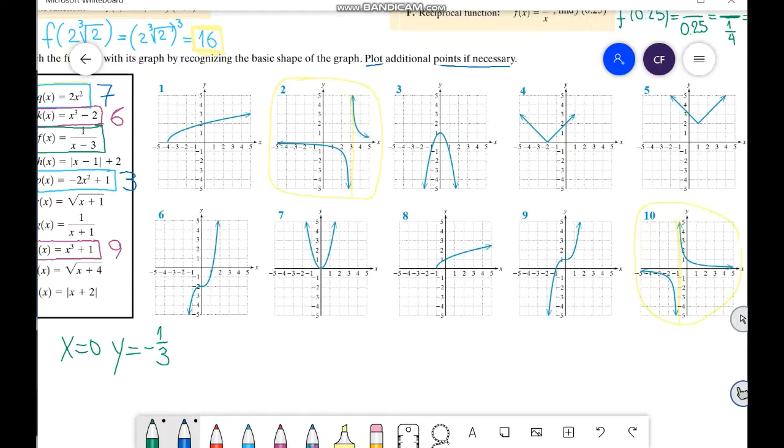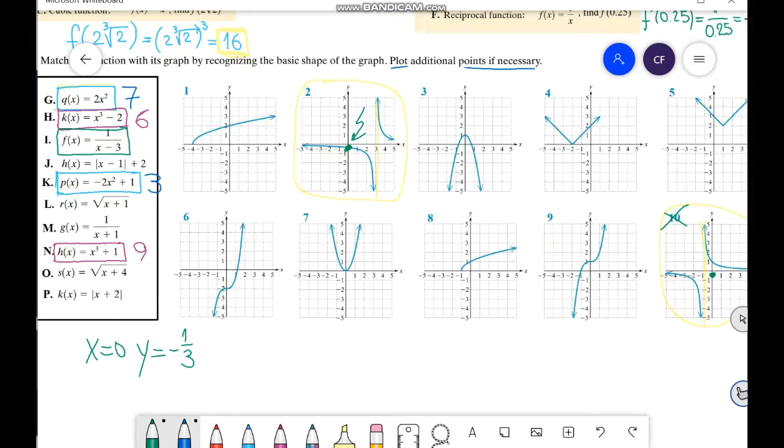Let's check if this point matches one of the graphs that we have, one of the options. X equals 0, y equals negative 1 over 3. And the point is going to be right here. Yes, it matches. Matches number 2. And x equals 0, y equals negative 1 over 3 is here. It doesn't match number 10. That means, for letter I, the answer is number 2. Number 2 is the right answer.